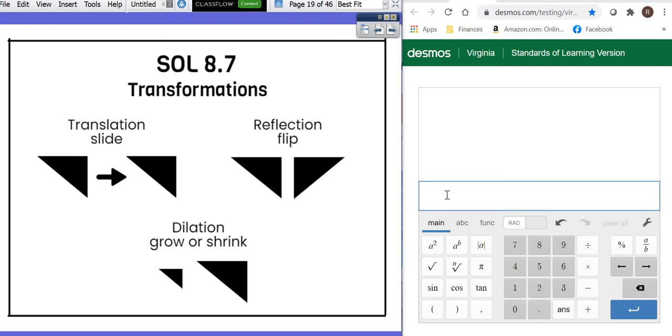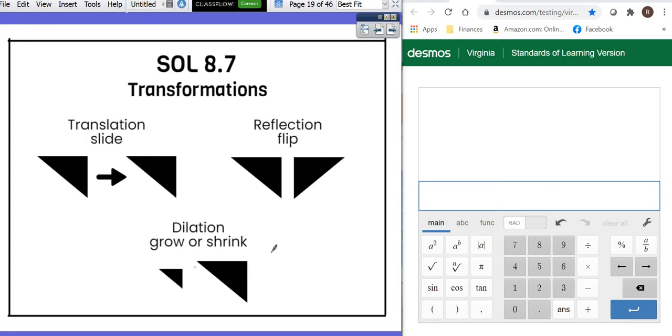All right, here we go with some transformations review. There's three you have to know about. A translation is a slide. No turning, no flipping, just sliding from one place to another. A reflection flips. It will flip either over the y-axis or the x-axis. And a dilation will either grow or shrink.